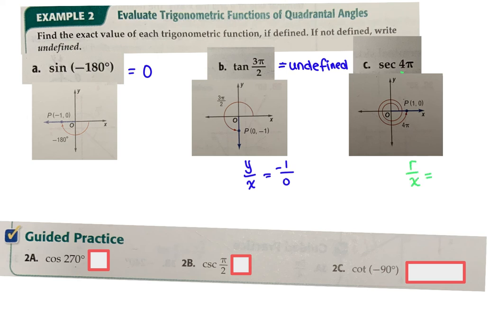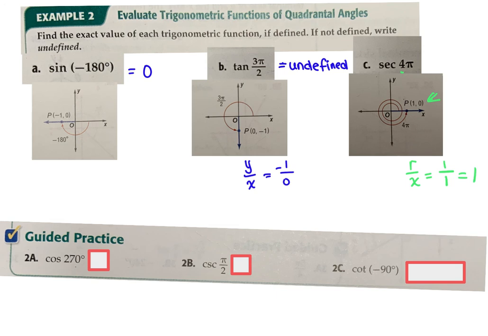What is r on this particular circle? R is 1, right? Remember I said the circle that I'm talking about here has a radius of 1. R is 1. What is my x value here? What's my x value right here? 1. 1 over 1 is 1. All right?